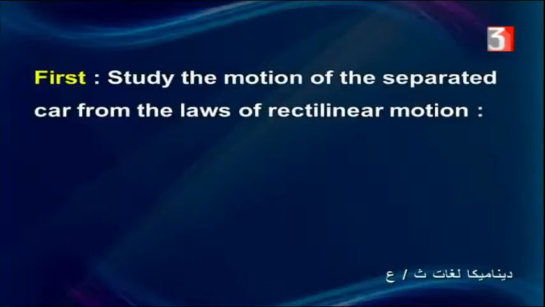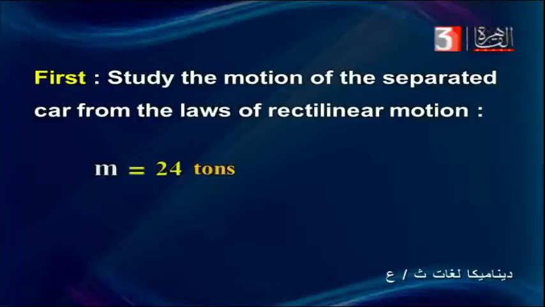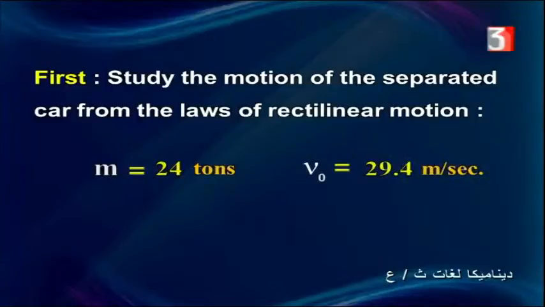First, study the motion of the separated car from the laws of rectilinear motion. The mass of this car equals 24 tons and its initial velocity v naught equals 29.4 meters per second, and the velocity of it after 1 minute equals 0, and t equals 1 minute or 60 seconds.